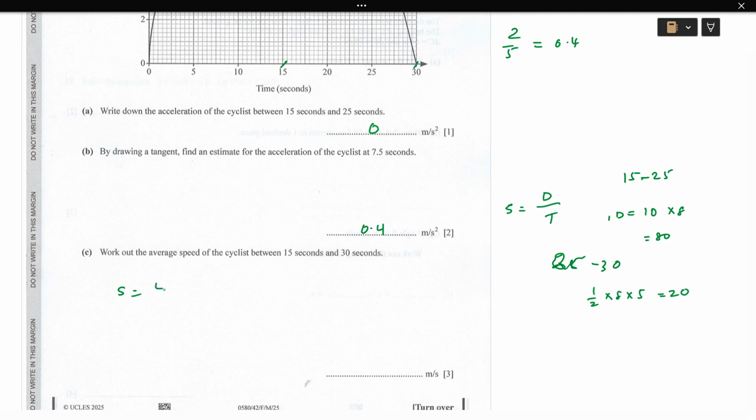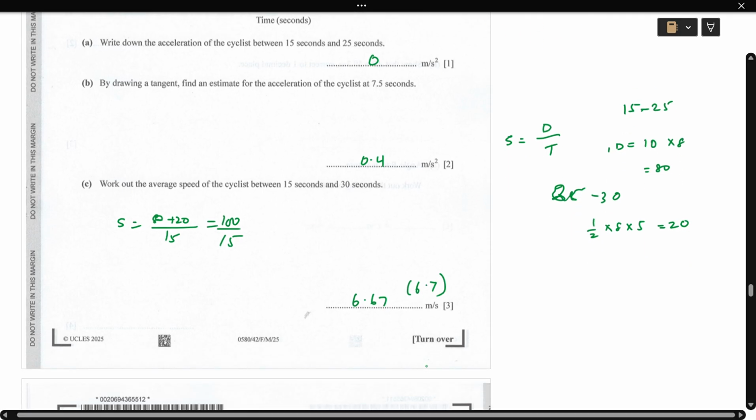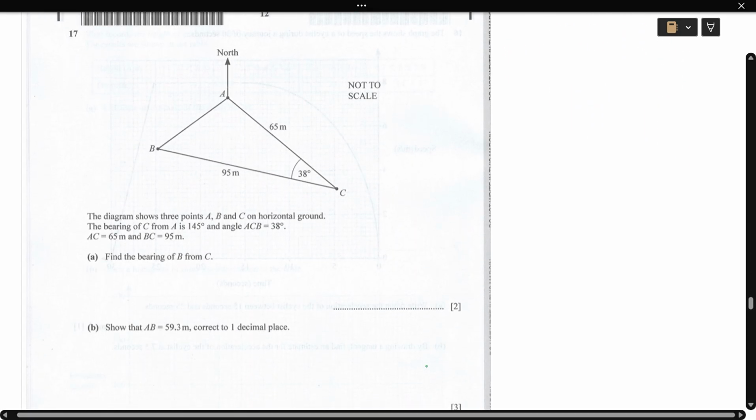So speed equal to total distance, 80 plus 20, over time, which is 15. So 100 over 15, which is 6.67. So we can write 6.7 also, meters per second.